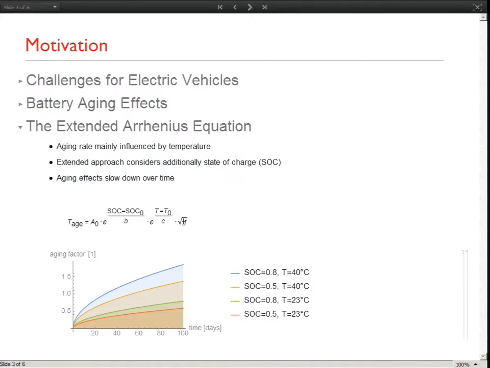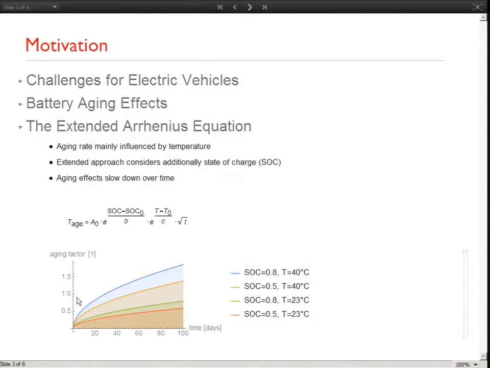And I've got here some illustration, four scenarios for different state of charge and different battery temperatures. And we see here that the temperature has really a very high impact on the aging rate. So we've got here an aging factor. A doubling factor means that the battery aging mechanisms take place at double speed.